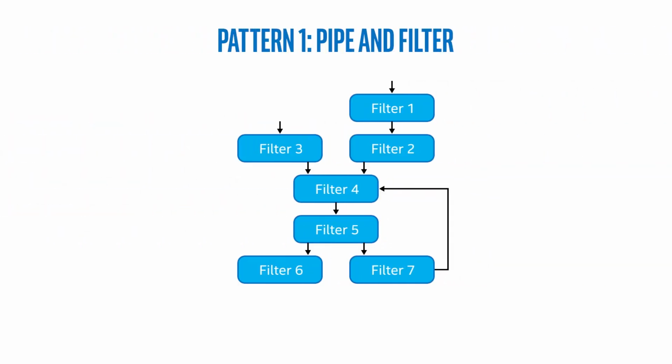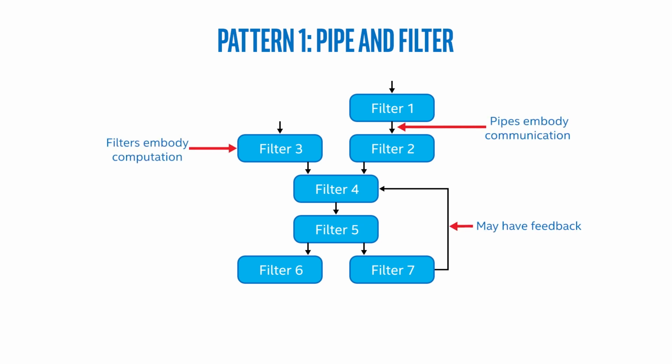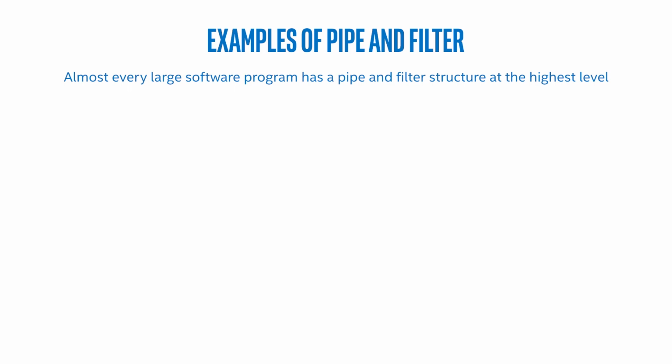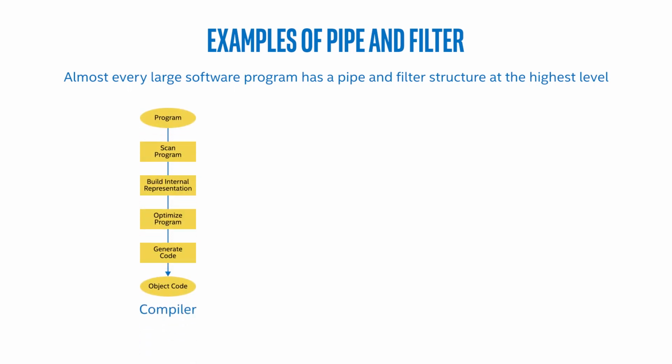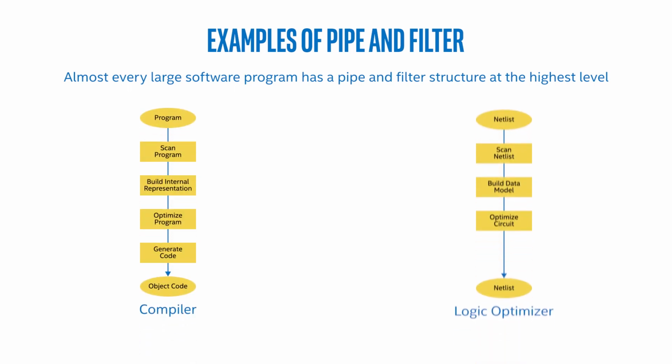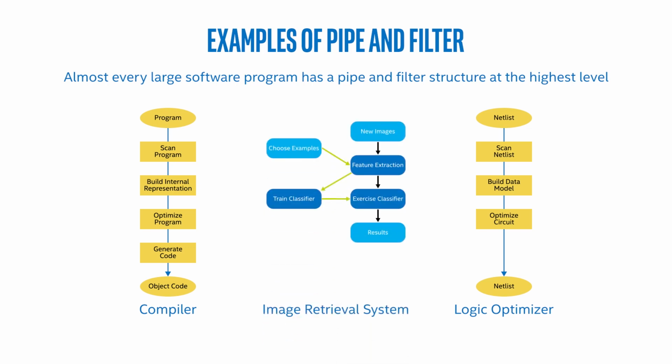So once again, pipe and filter, we have pipes embodying communication. Filters are where the computation occurs. And remember that the filters only see their inputs and outputs and have no global state. Examples of pipe and filter include the compiler that you perhaps use every day. For me, a logic optimizer that I spent a number of years working on. And in a previous video, we talked about an image retrieval system.